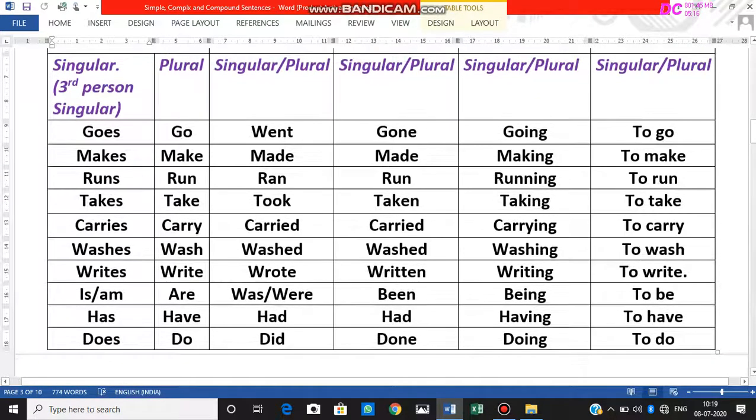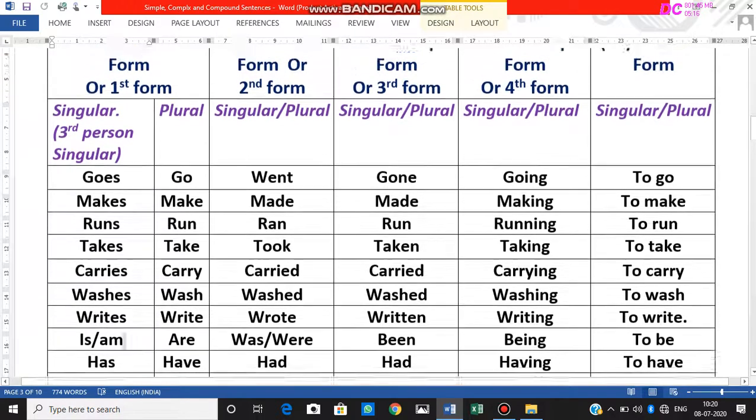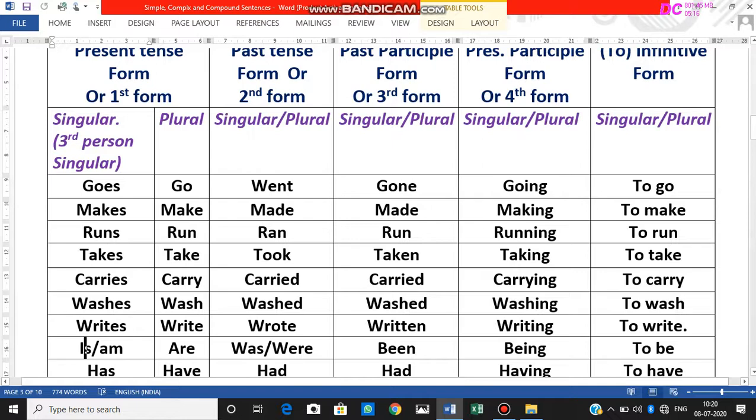Here, wash, washes; carry, carries. Carry is the base verb, carries is the singular form, carried is the second form, carried is also the third form, and carrying is the ing form. To carry is the infinitive form. Is and am are present tense forms, and both are singular. Is is the third person singular, but am is the first person singular. You know it already.